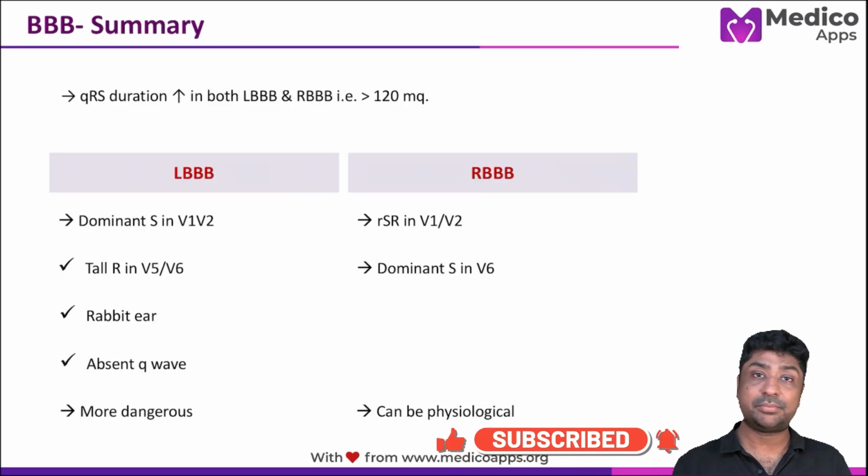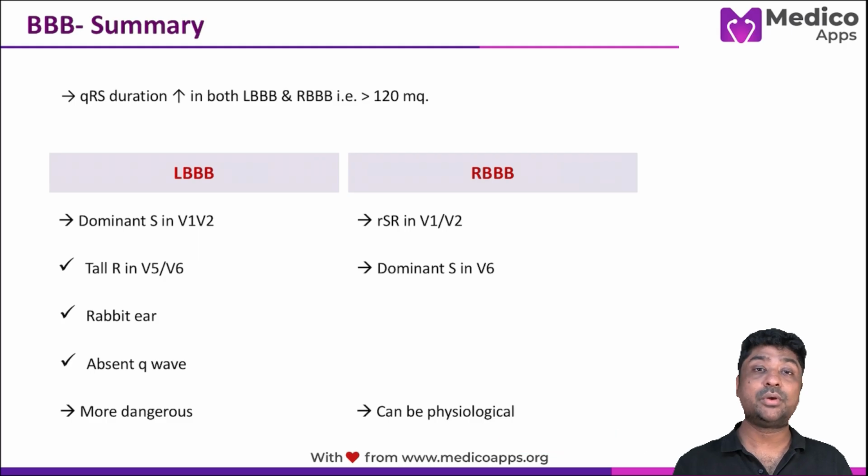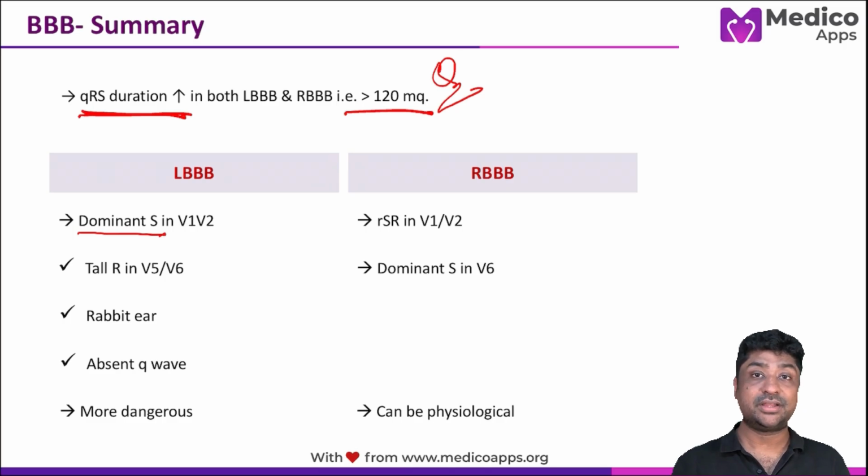Let's wrap up with a summary of bundle branch blocks. In both left and right bundle branch block, the QRS duration is prolonged, exceeding 120 milliseconds. This is a universal criterion for diagnosing a complete block. Starting with LBBB, the first key feature is a dominant S wave in V1 and V2 due to reversed septal activation away from the right chest leads.